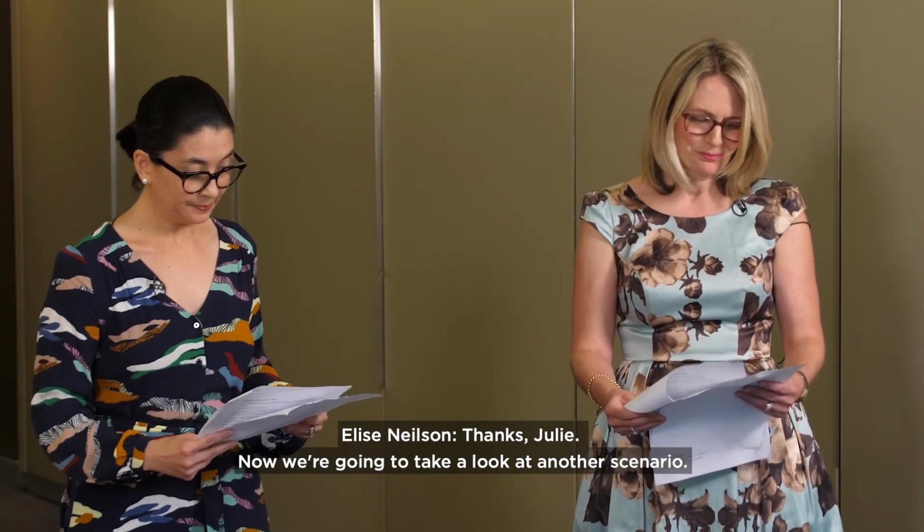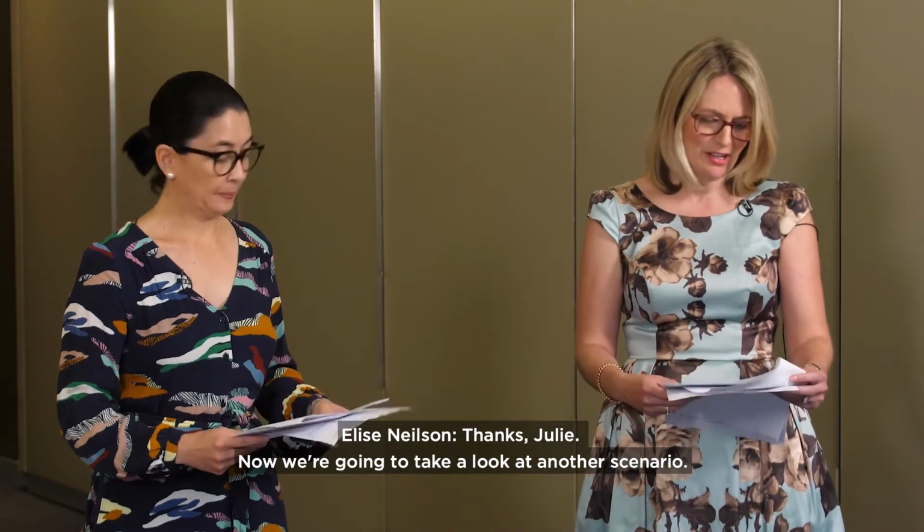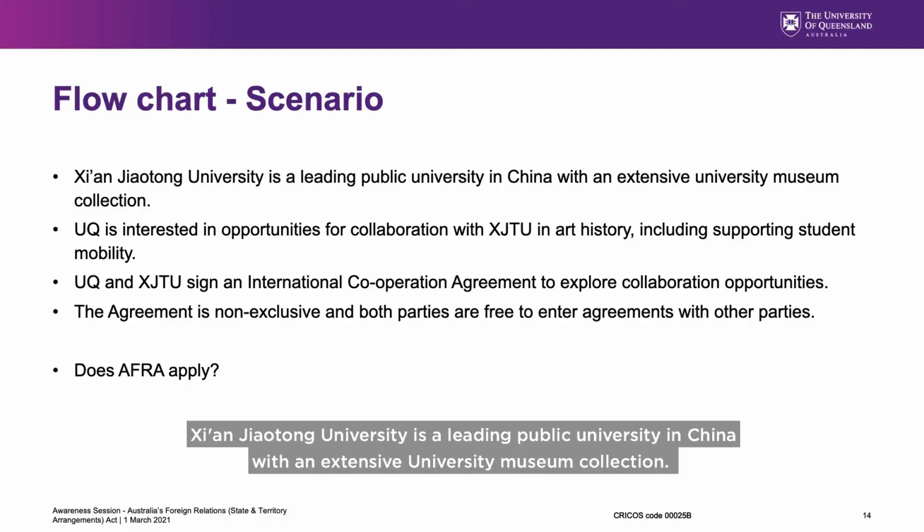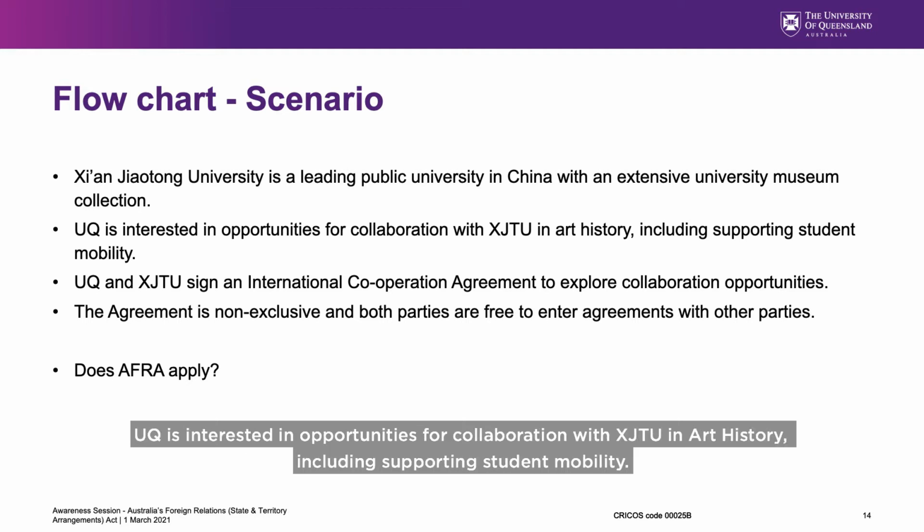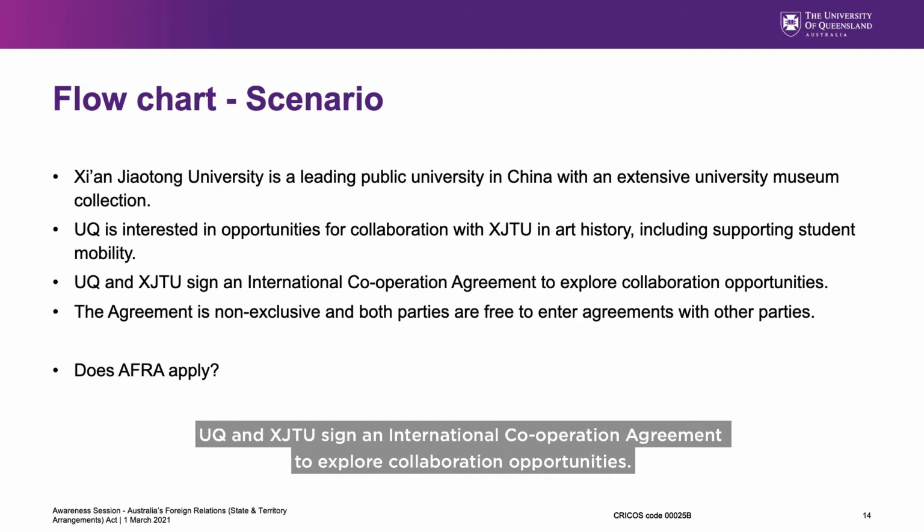Thanks, Julie. Now we're going to take a look at another scenario. It's about Tonge University in China. Tonge University is a leading public university in China with an extensive university museum collection. UQ is interested in opportunities for collaboration with XJTU in art history, including supporting student mobility. UQ and XJTU sign an international cooperation agreement to explore collaboration opportunities. The agreement is non-exclusive and both parties are free to enter agreements with other parties.